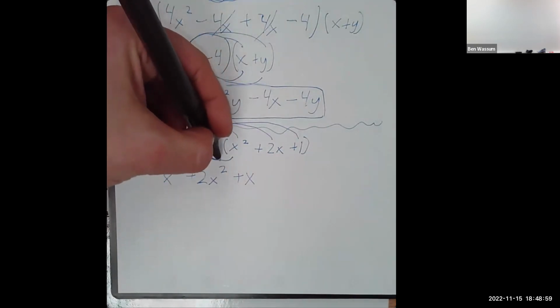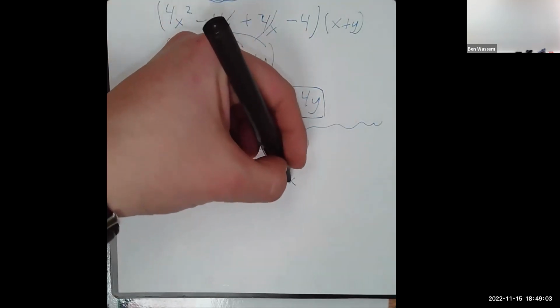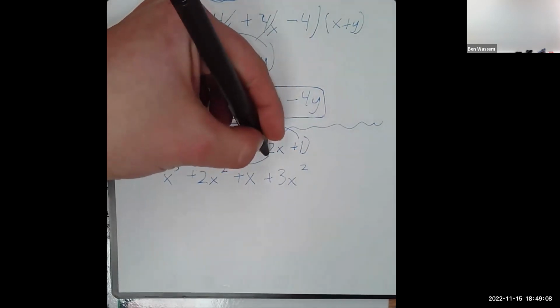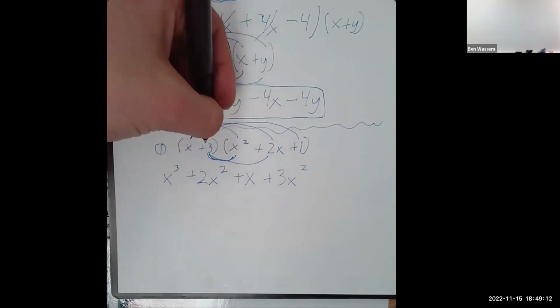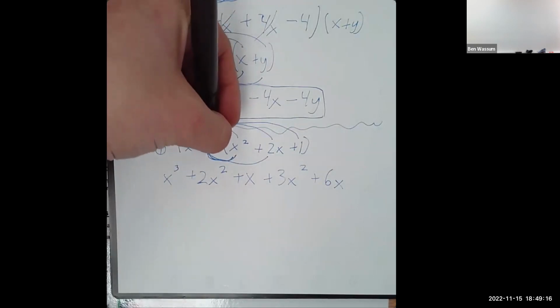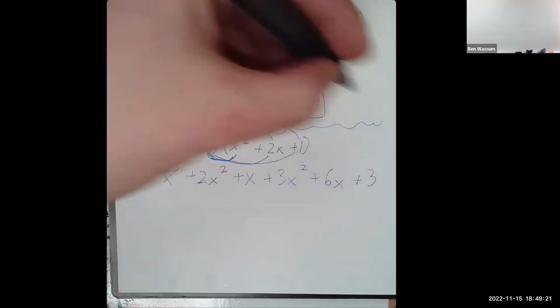So we do the 3 times the first term there. We have plus 3x squared. Then we do that right there. That one times the middle, so 3 times 2x, we end up with 6x. And then we can do finally the 3 and the 1, plus 3.